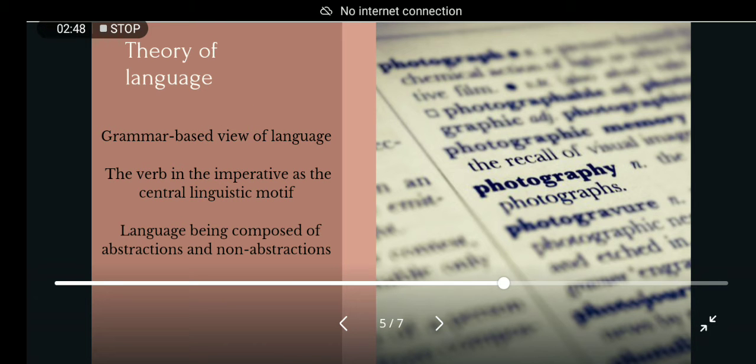Well, in the theory of language, we find the grammar-based view of language, the verb in the imperative as a central linguistic motif, and language being composed of abstractions and non-abstractions.